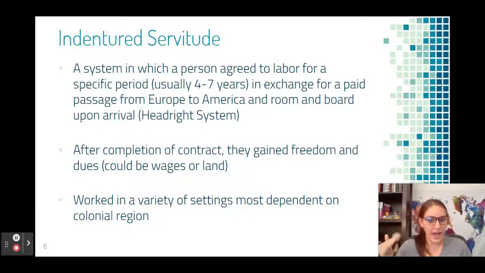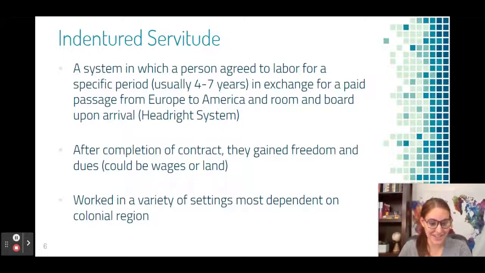And they worked in a variety of settings, mostly dependent on the colonial region. So in the Chesapeake and Southern region, if there were indentured servants there, they likely would have been agricultural laborers, whereas they may have worked more in the towns in the New England colonies, for example. Now, another thing to note here is that the indentured servitude system was part of the broader headright system. And additionally, approximately 50% of indentured servants did not survive to the end of their contract.